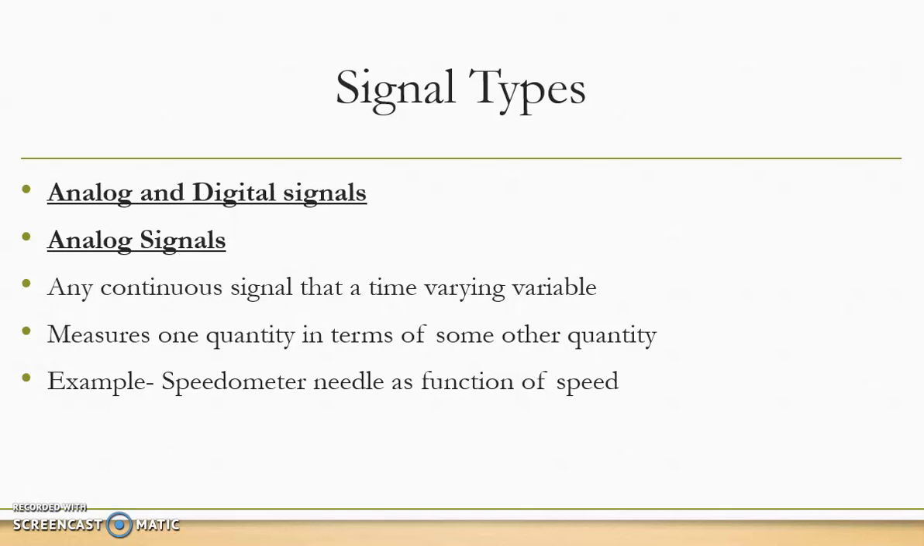So starting with the signal types, there are normally two types of signal: analog and digital signals. So what is an analog signal? An analog signal is in the form of a continuous signal, a time-varying variable, which measures one quantity in terms of some other quantity. For example, the analog signal is the speedometer needle as a function of the speed.